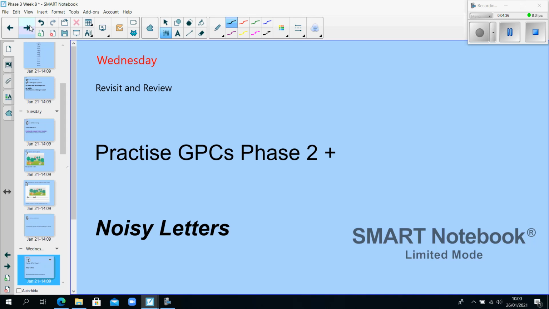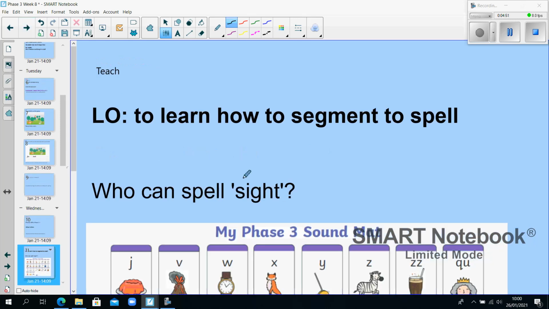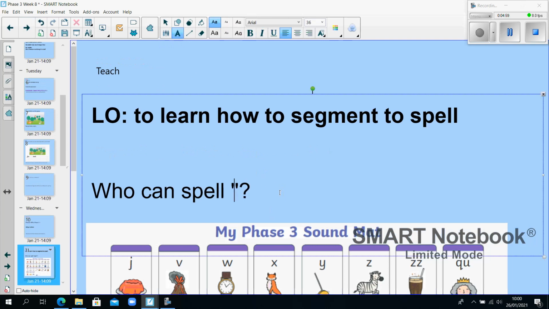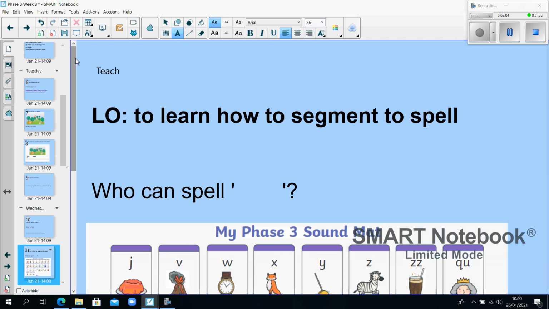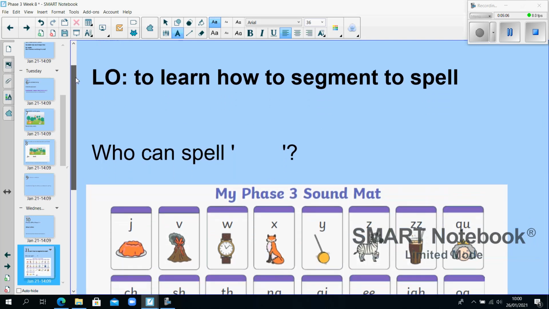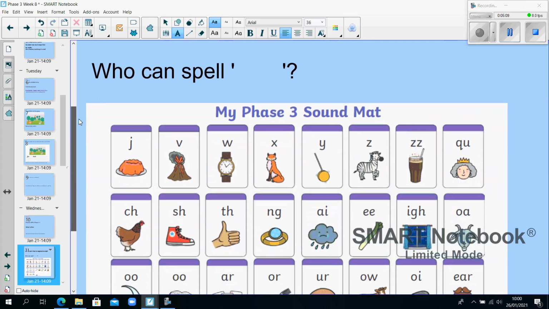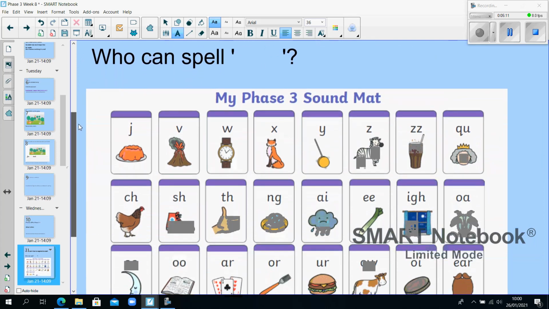Phase 3, week 8, Wednesday. I want you to look at Phonics Play, flashcard speed trials for phase 2. Today we're looking at using segmenting to spell. So that means breaking words down to spell them. Now you've probably already seen that word that was accidentally on there. So let's change it. Who can spell train?